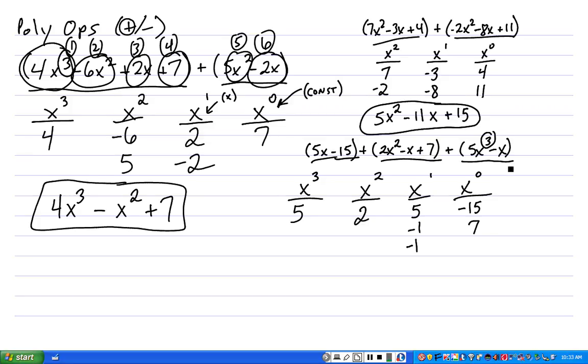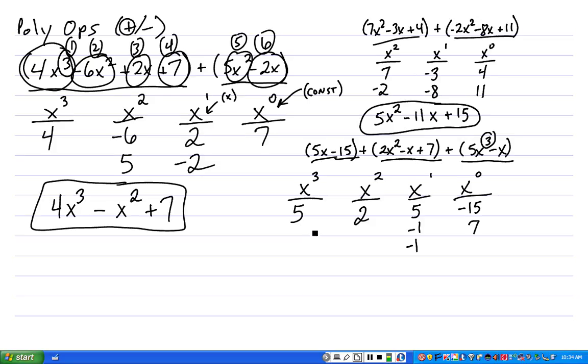Alright, so let's double check. 1, 2, 3, 4, 5, 6, 7. So that's 7 terms present in the initial problem. Now let's see if we've accounted for all 7. 1, 2, 3, 4, 5, 6, 7. Okay, so we've accounted for everything. So now we can combine based on the column that they're lined in.